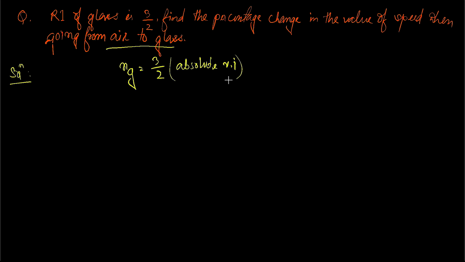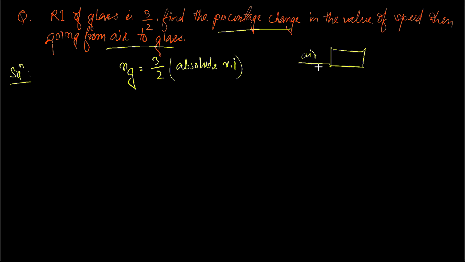Now what we have to calculate is the percentage change in the value of speed when the light is going from air to glass. That means we first have to be clear about the concept that whenever light, consider this as a glass slab, and this is air. Whenever light travels from air to glass, it will get refracted, an obvious fact. But along with that, the velocity of light is going to decrease in the glass, right?